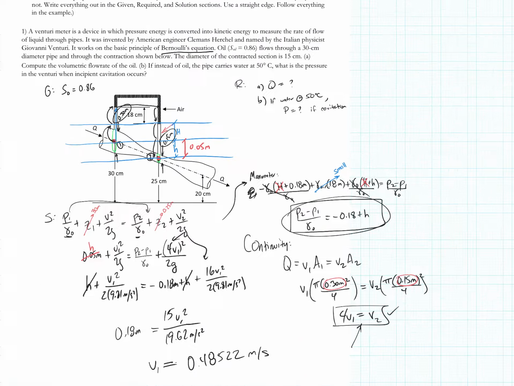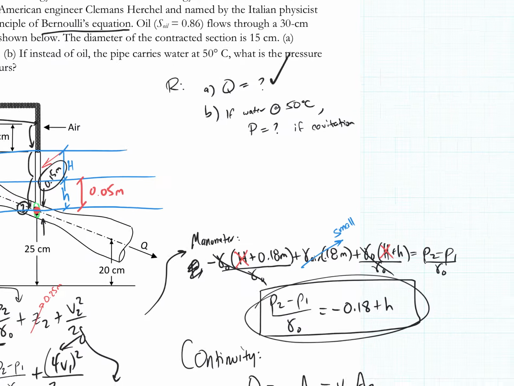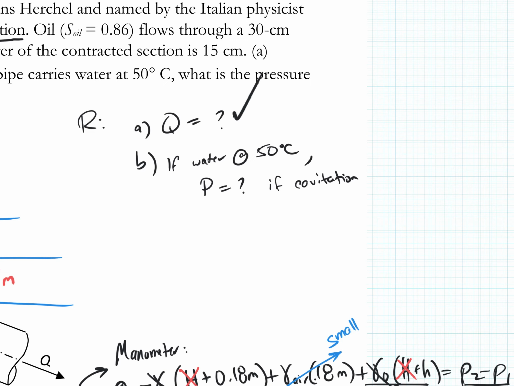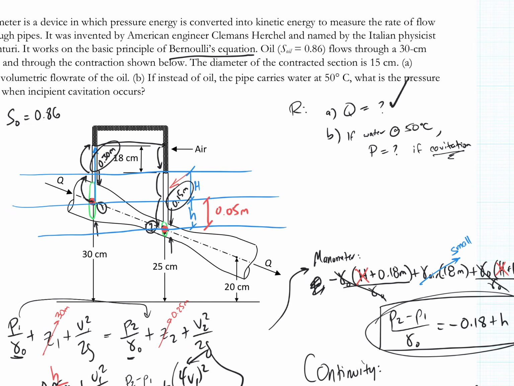All right, now this B part right here, that's the A part. The B part: if instead it had water at 50 degrees Celsius and it was cavitating, what is the pressure? Okay, well this is a silly question to throw in here. I didn't write this question initially. But I like it because it reminds us that cavitation is a possibility, but none of this matters.